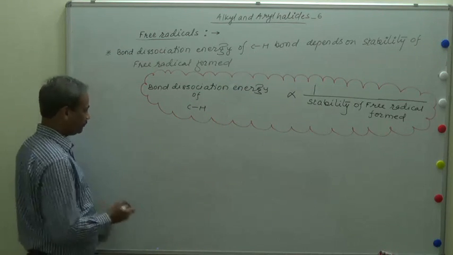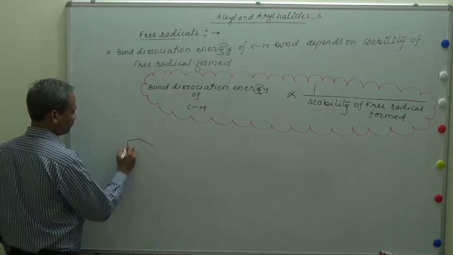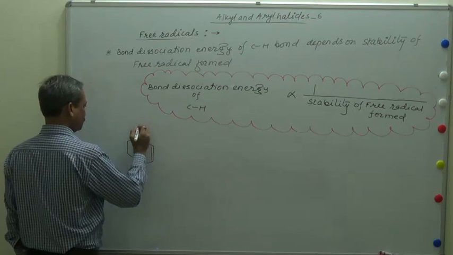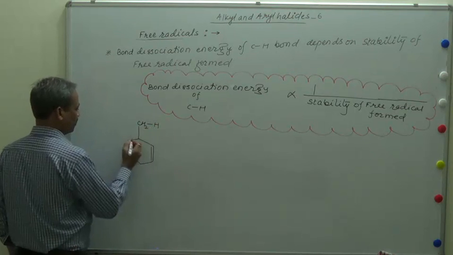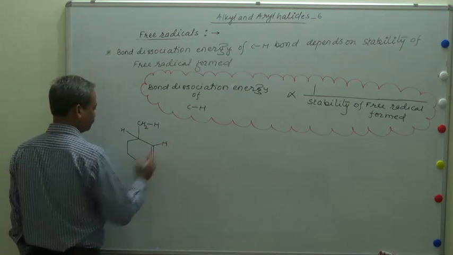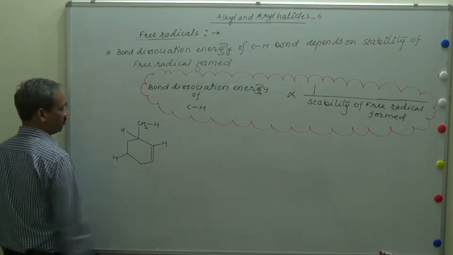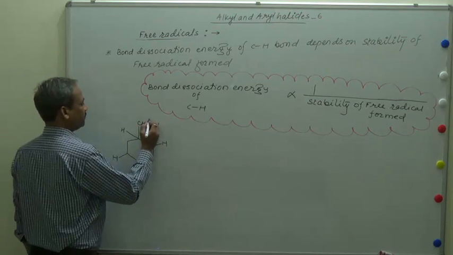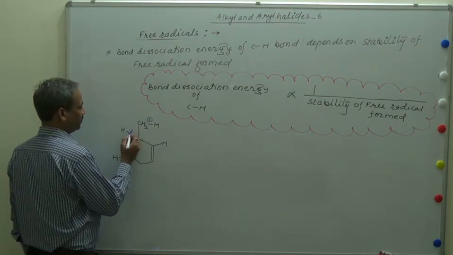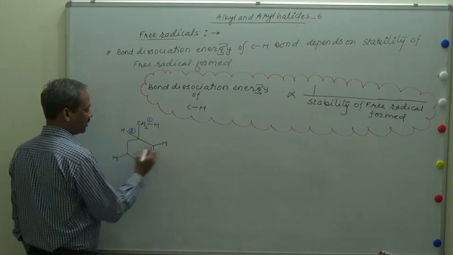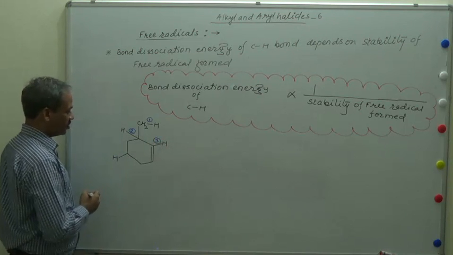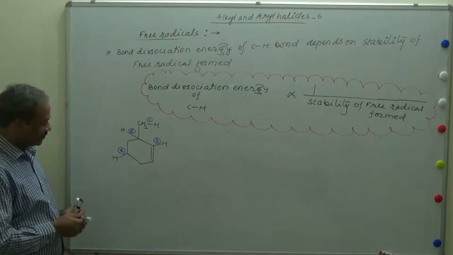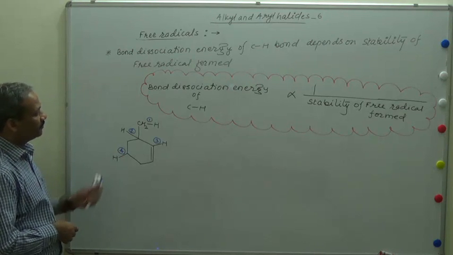For example, we have this compound with various carbon-hydrogen bonds. Suppose this is the first carbon-hydrogen bond, this is the second carbon-hydrogen bond, this is the third carbon-hydrogen bond, and this is the fourth carbon-hydrogen bond. And we have to arrange all these four carbon-hydrogen bonds in the order of their bond dissociation energy.